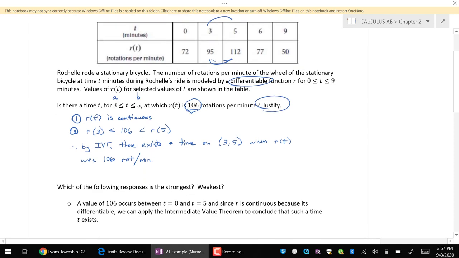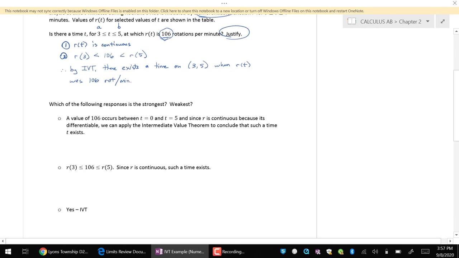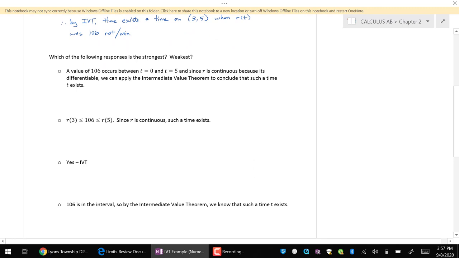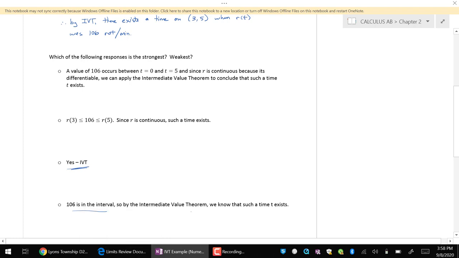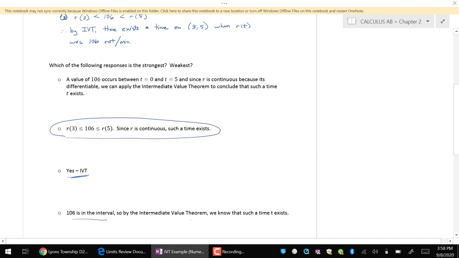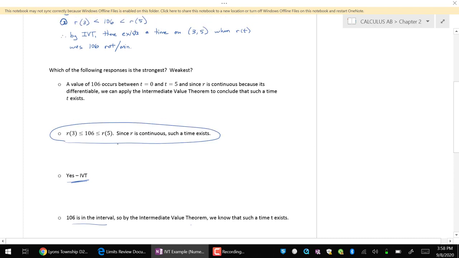Now, here are some strong and weak answers to that very same question. A weak response might be something like this one right here. They recognize the correct conclusion, but there's really not much of a justification. In this fourth example here, they're talking about 106 falling in the interval. It's a little bit vague. They have the theorem listed, which is good. Maybe our best answer right here, although it's short, is that guy. They have betweenness established. They have continuity established. It would have been nice to name IVT in that answer.